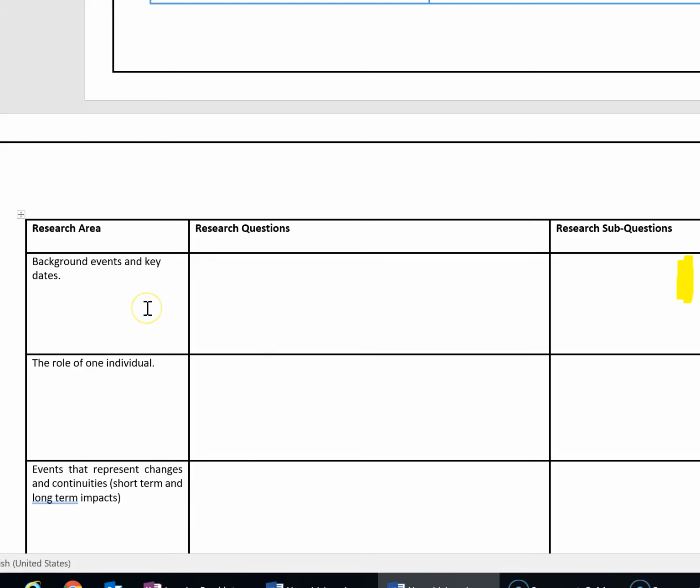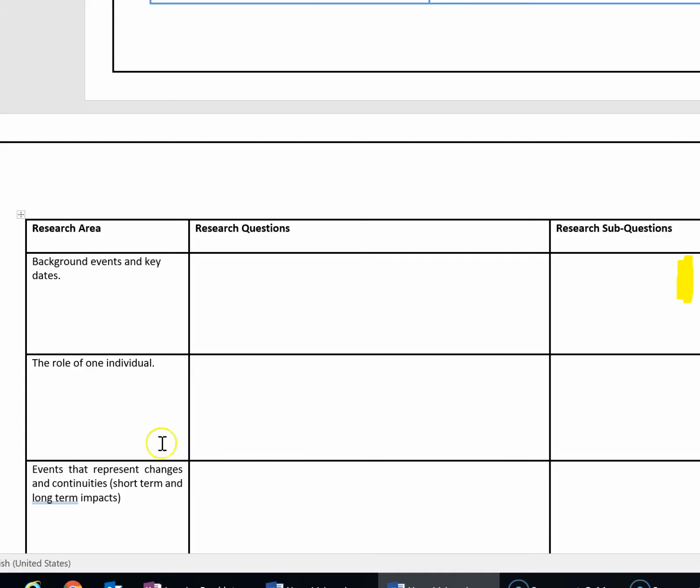So background events and key dates. It could be as simple as writing what are the background events and key dates. That could be biographical detail, looking at some background to help your reader work out a little bit about your tycoon. So that could be the childhood, anything you see as important, where they started out, what part of the country they came from. That would be that sort of thing.